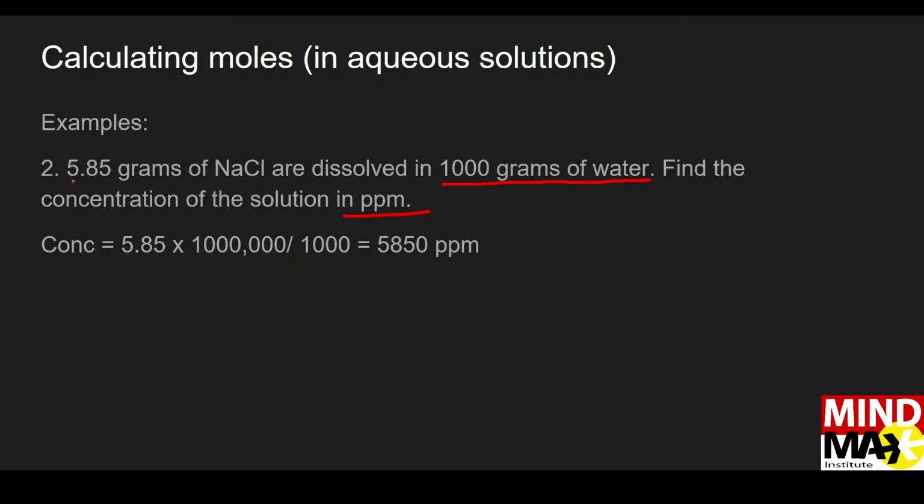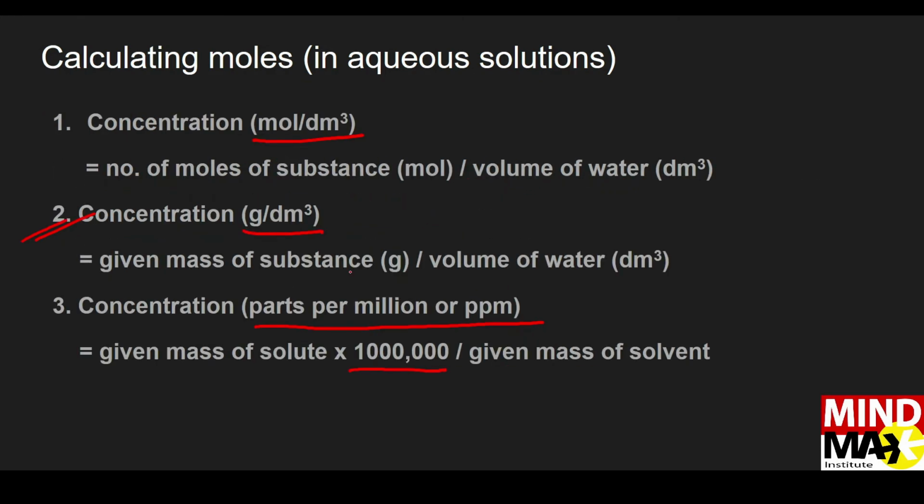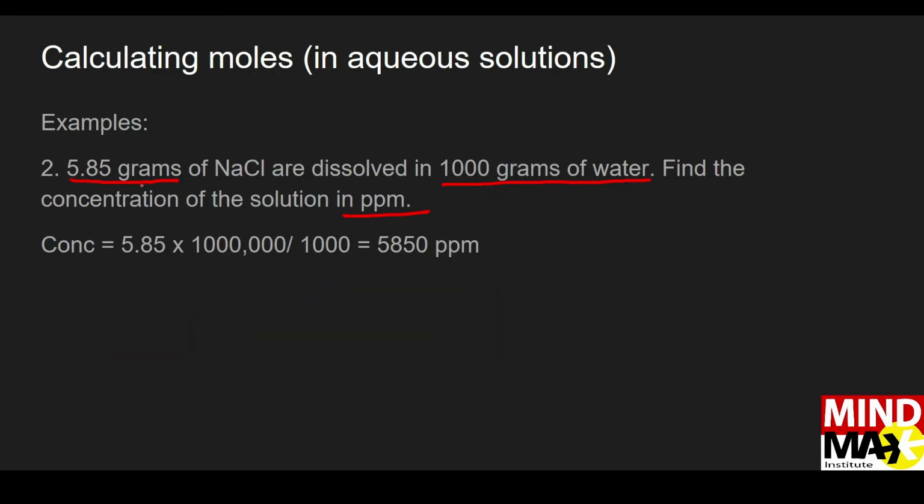So in here we know the mass of the solute that's being dissolved in this much mass of water, right? So in the formula which was related to parts per million, what did it say? It said that you have to divide the given mass of the solute by the given mass of the solvent, multiply that with 1 million. So the given mass of the solute is 5.85, and the mass of the solvent is 1000. Put it here, and then you multiply this with 1 million. That will convert this thing into parts per million. So we get 5850 parts per million.